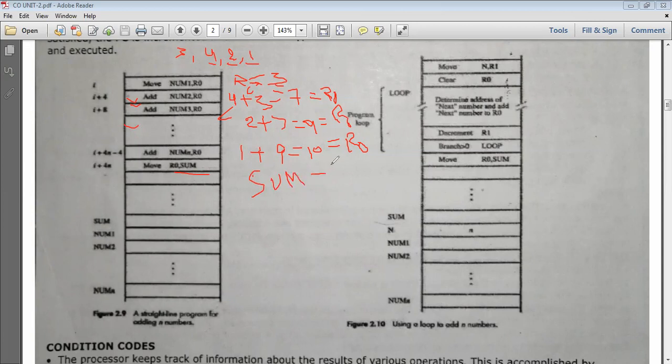Okay? So this is the straight line sequencing. Sum equal to 10. So see here, use a loop to add n numbers. Now we are using loops.